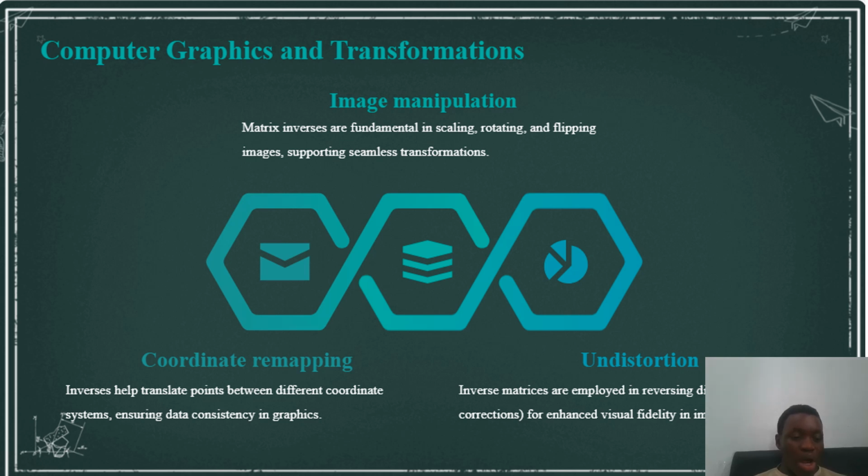And in distortion correction, they help. That is the third one. They help correct image distortion, such as that caused by camera lenses. So the key idea is that transformations change the images, and inverse matrices bring them back to correct them, ensuring accuracy in graphics.